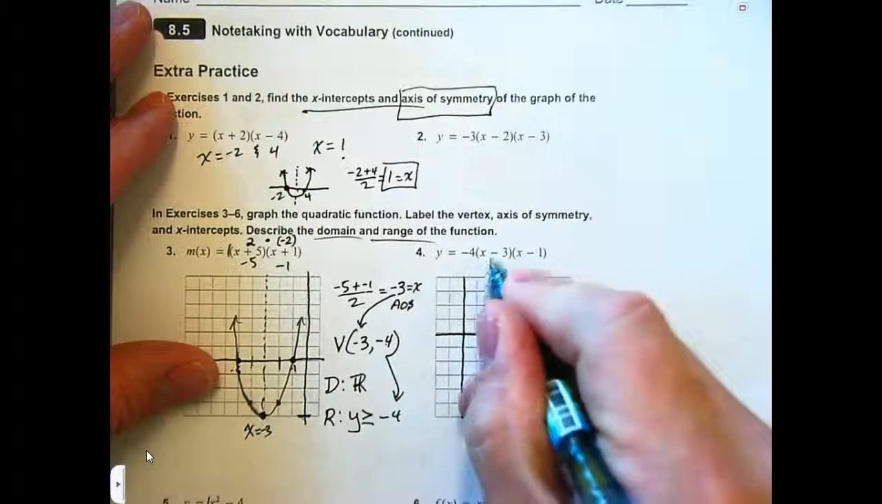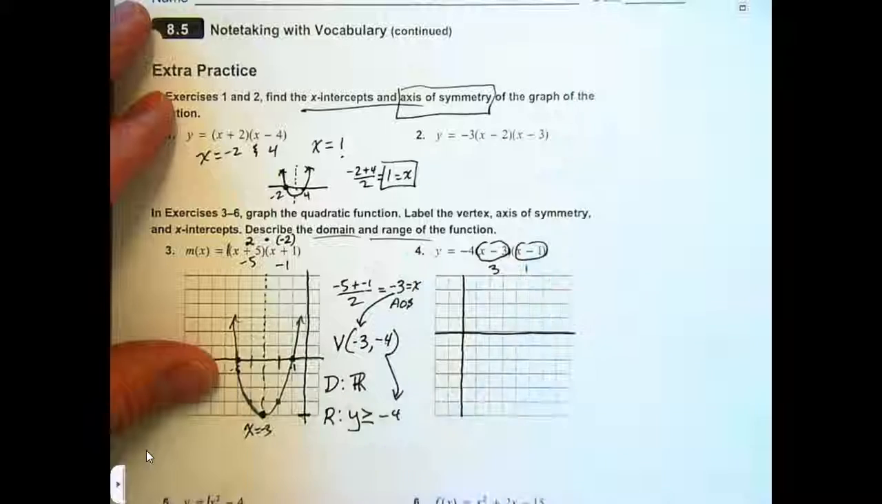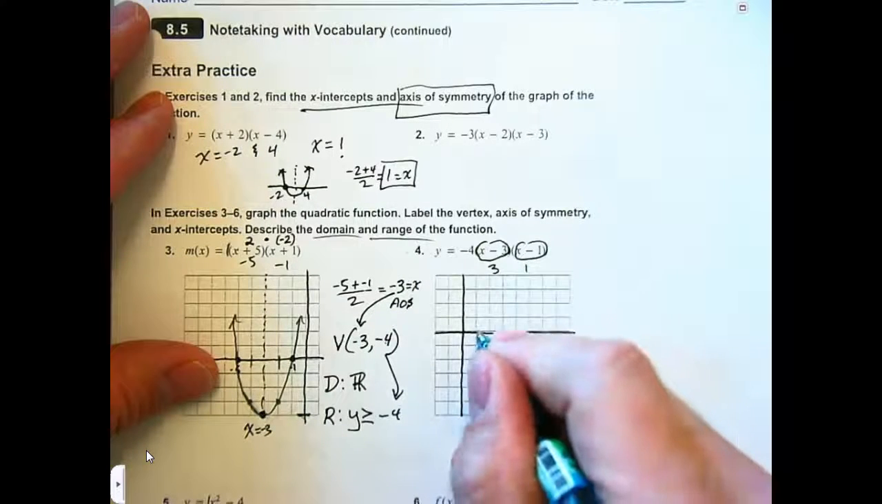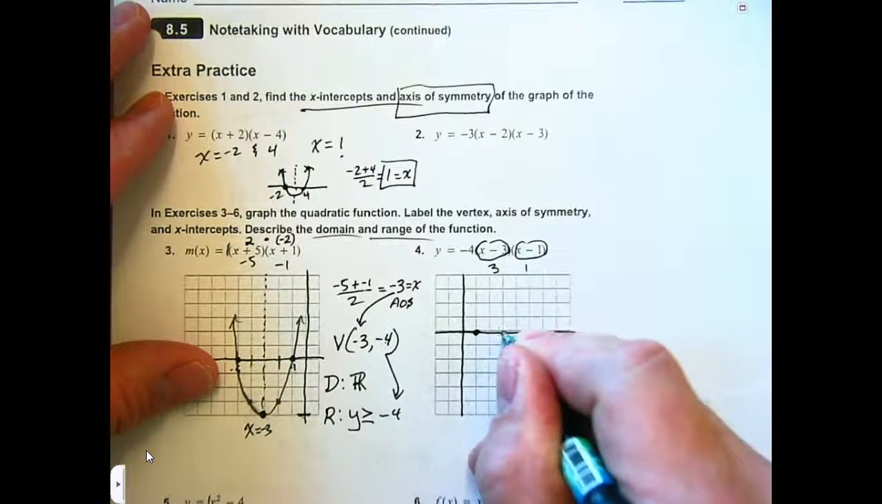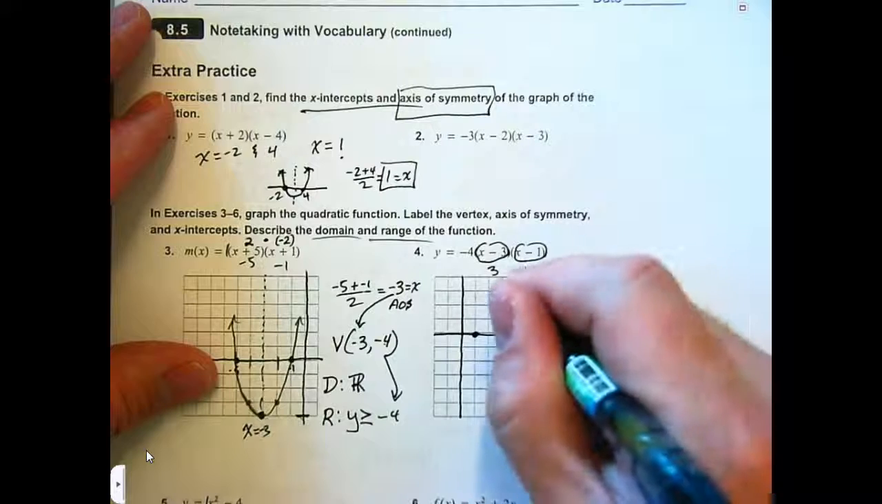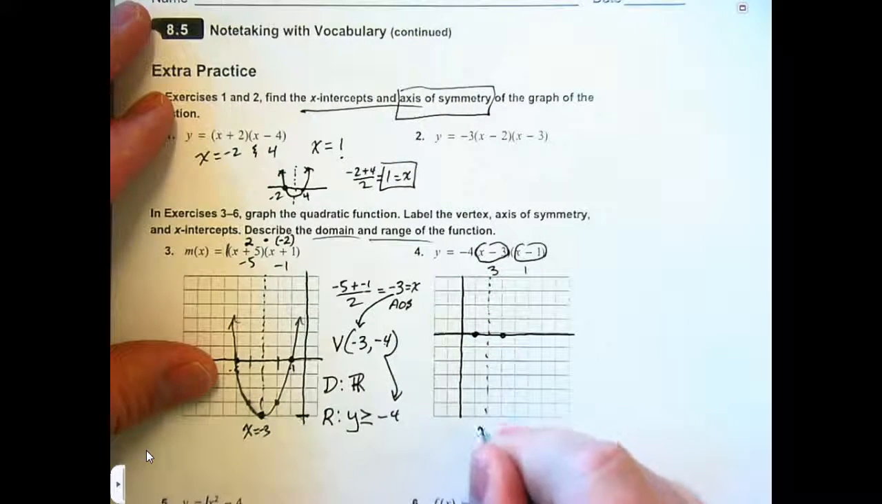Okay, we know that x equals 3 right there. It equals 1 right there. So we're able to put x-intercepts of 1 and of 3. Meaning the axis of symmetry has to be halfway in between, where x equals 2. That's our axis of symmetry.